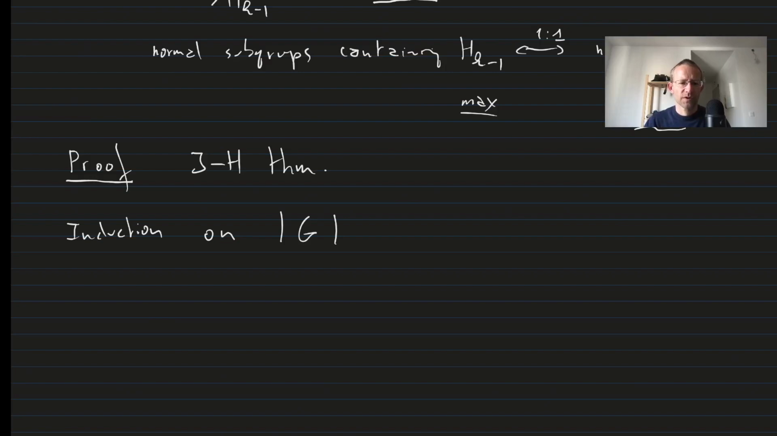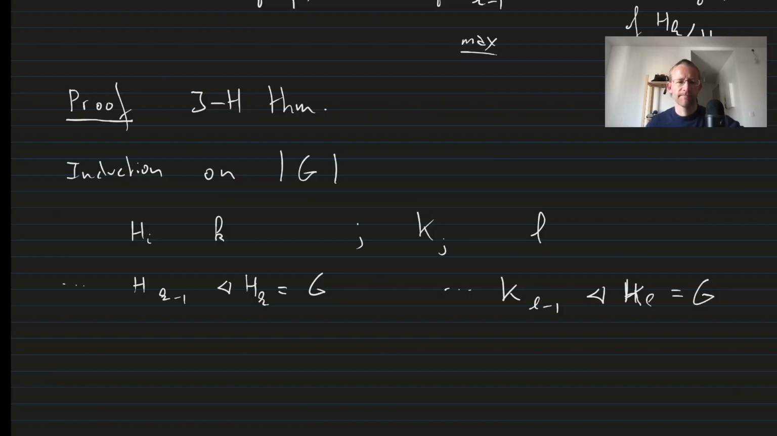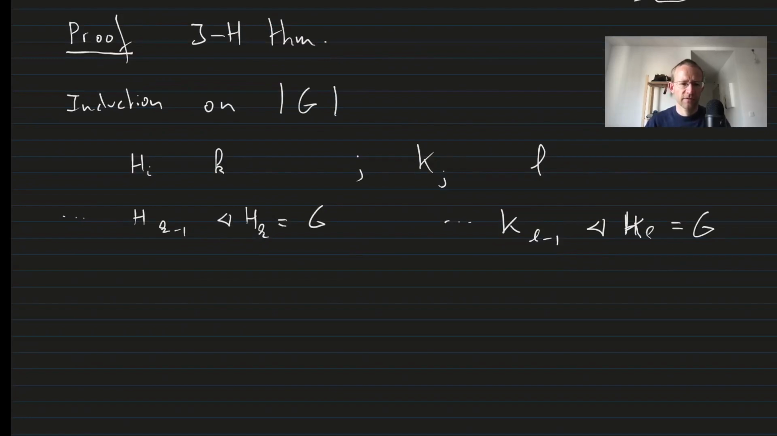Let's suppose now that we have two composition series of the group G, which are H_i running up to H_k and K_j running up to K_l. So these series end by H_{k-1}, which is a normal subgroup of H_k, which is G, as well as K_{l-1}, which is a normal subgroup of K_l, which is again equal to G. So then we have groups H_{k-1}, which we'll call H, and K_{l-1}, which we will call K. Now, if H is K, then it is easy to see that we are done.